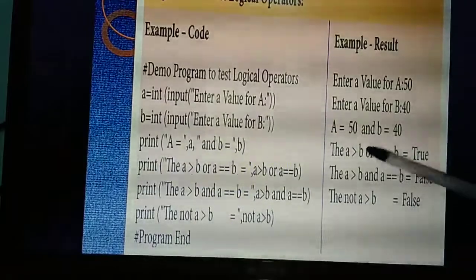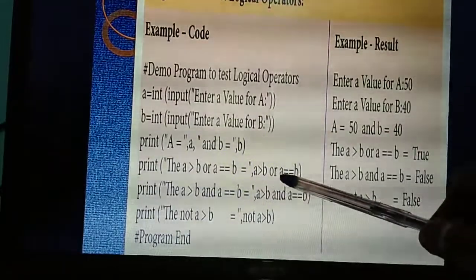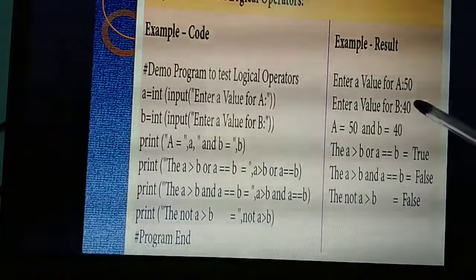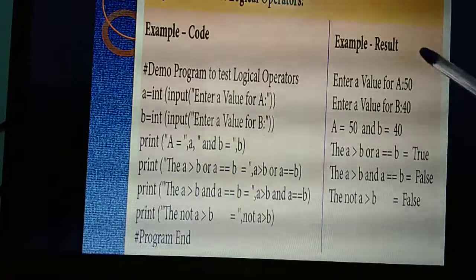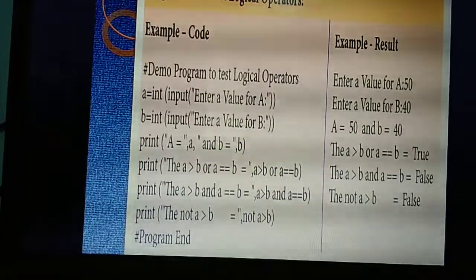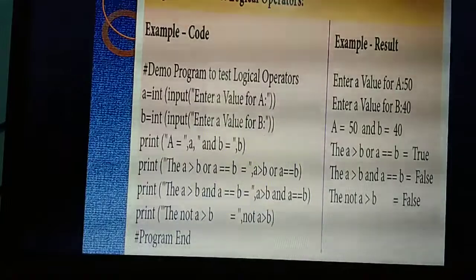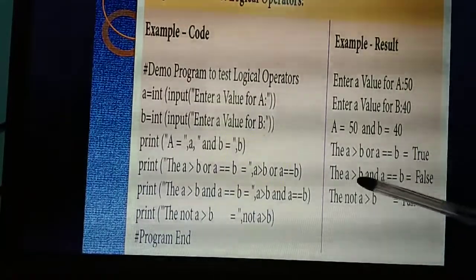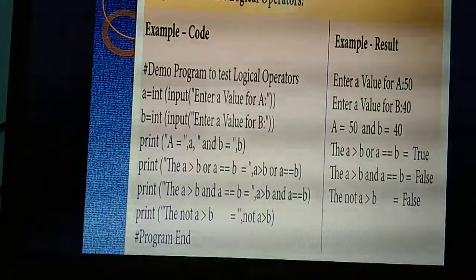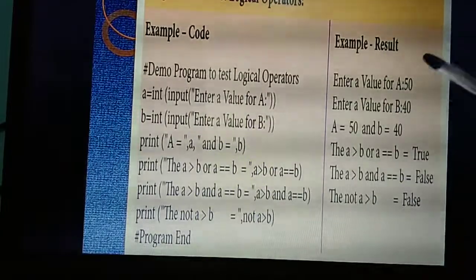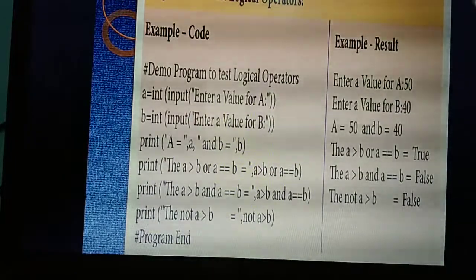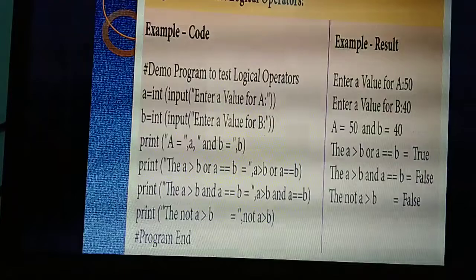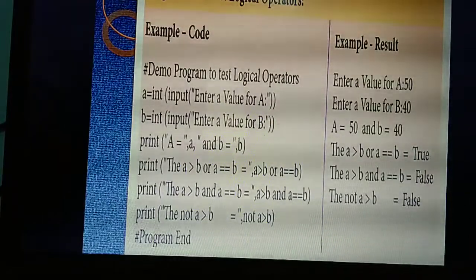Understand? So now check. A greater than b or a double equal to b. A greater than b condition is true. Or operator means if any one condition is true, you will get the answer as true. Then the and operator: only if both conditions are true will you get the answer as true, otherwise false. Here both conditions are not satisfied, so the answer is false. Then not: a greater than b is true, but not means false. Understand? So under each heading you should write the definition, then the tabular column, then the example.